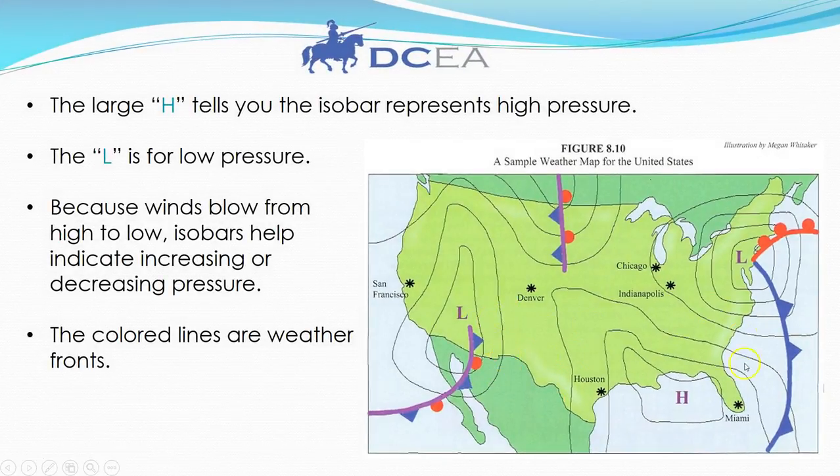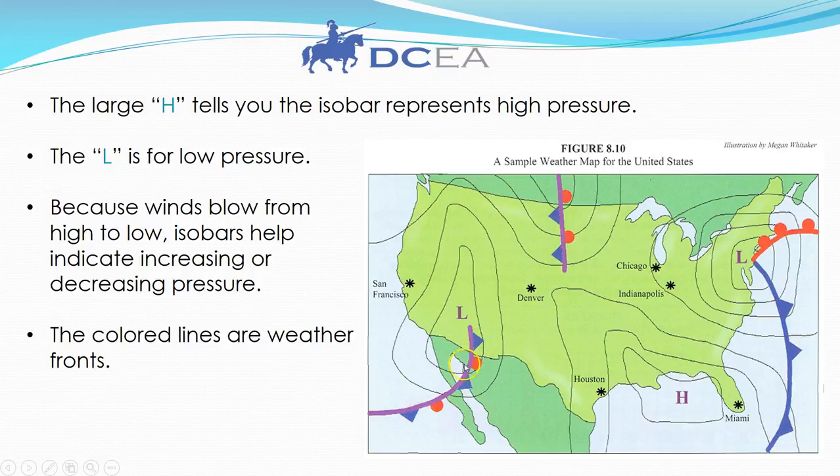The large H on the map tells us that the isobar represents high pressure. If you see an L on the map, it's low pressure. Because winds blow from high to low, isobars help indicate increasing or decreasing pressure. These colored lines you see are weather fronts. The arrows show you what direction they're pointing.